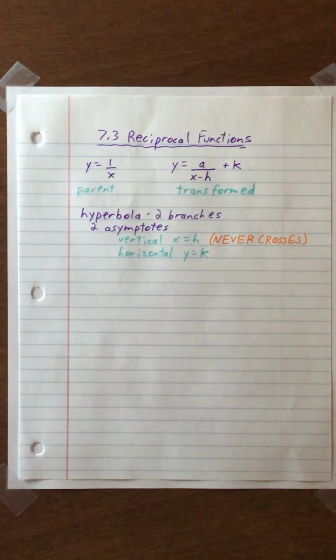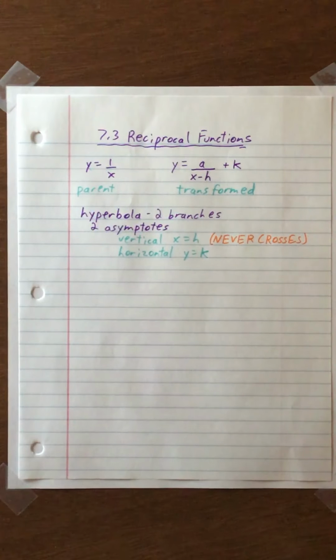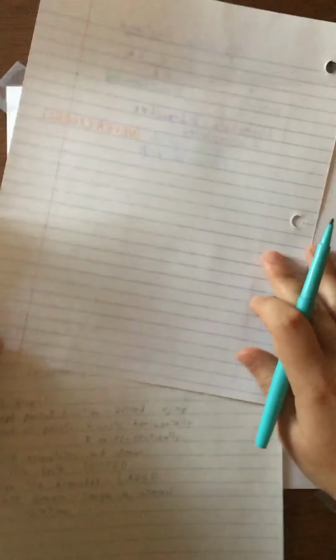Alright, so we have to identify the h and k. That'll tell us our vertical and horizontal asymptotes. This parent function is also going to be important for graphing purposes for us. Alright, here are the steps to graphing.